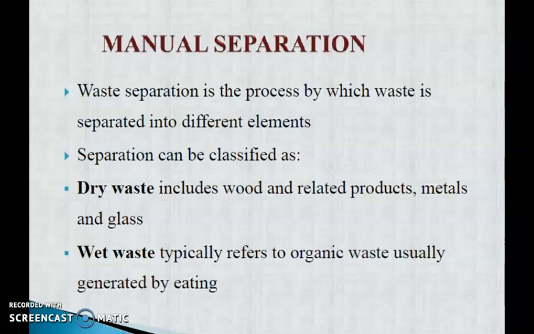Next one is manual separation. Waste separation is a process by which waste is separated into different elements. Separation can be classified as dry waste, which includes wood and related products, metals and glass; and wet waste, which typically refers to organic waste usually generated by eating.